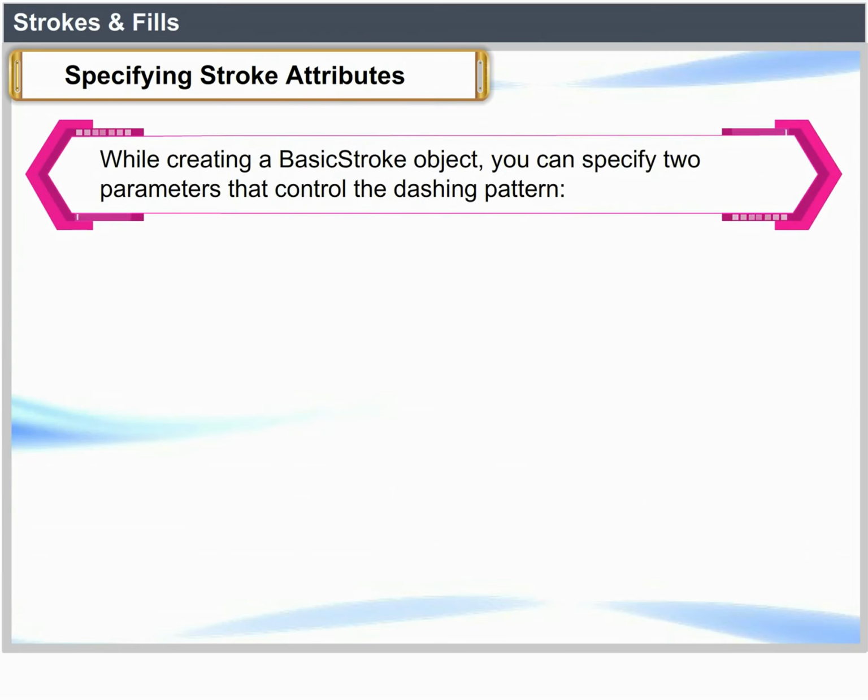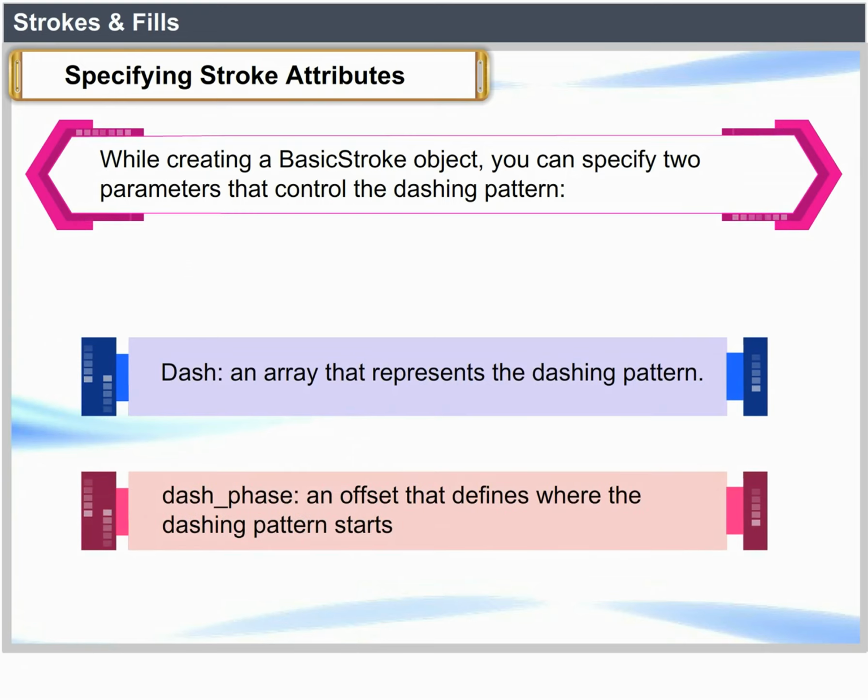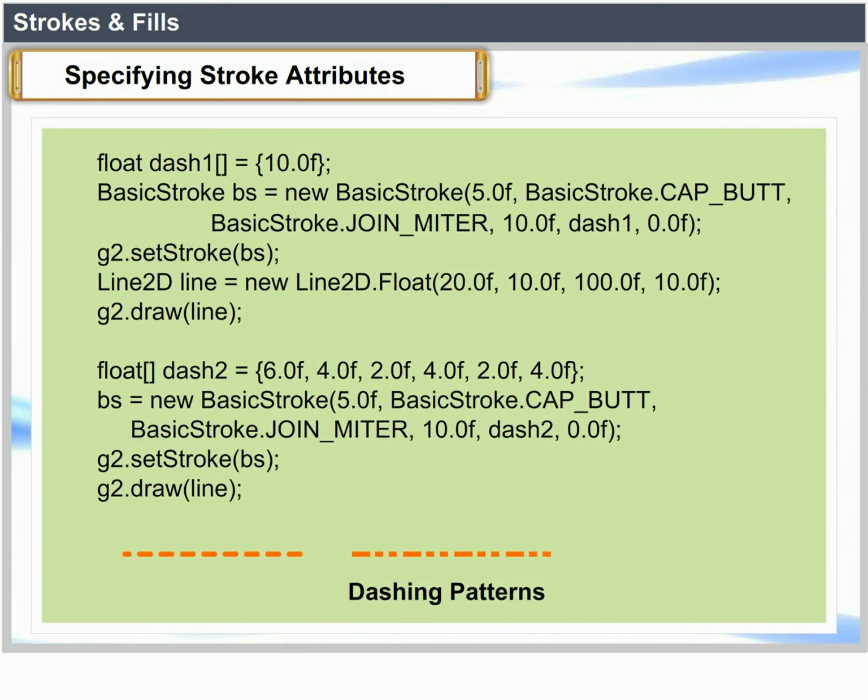While creating a BasicStroke object, you can specify the two parameters that control the dashing pattern. dash, an array that represents the dashing pattern. dash_phase, an offset that defines where the dashing pattern starts. The dashing pattern is explained in the diagram below.